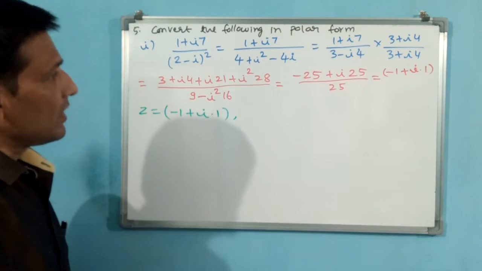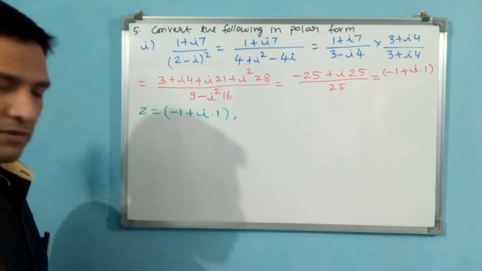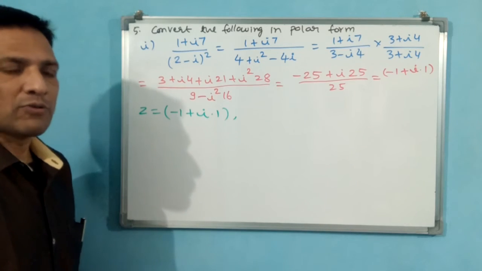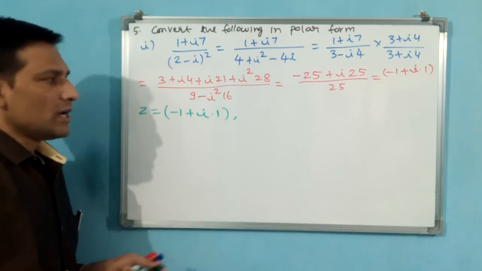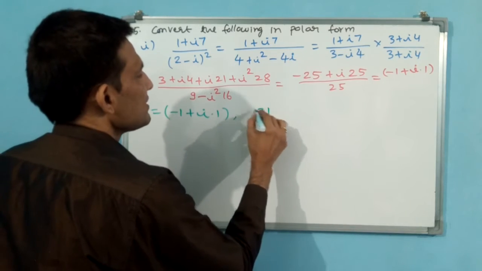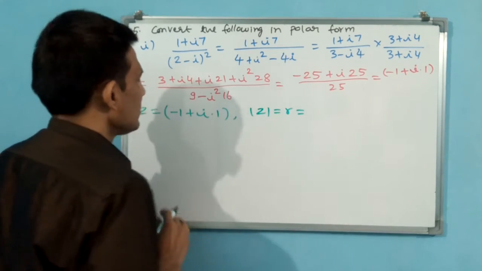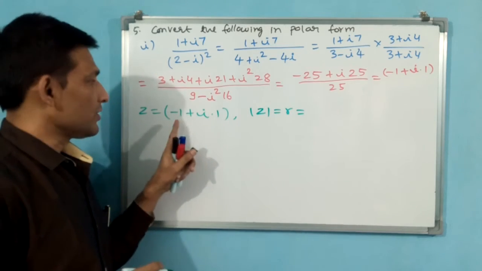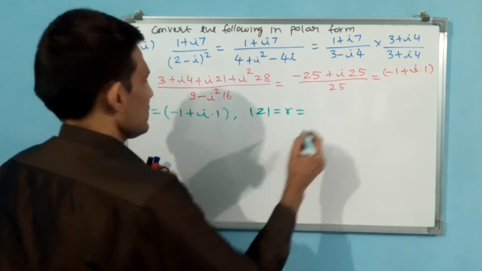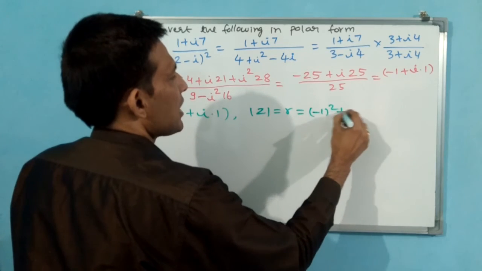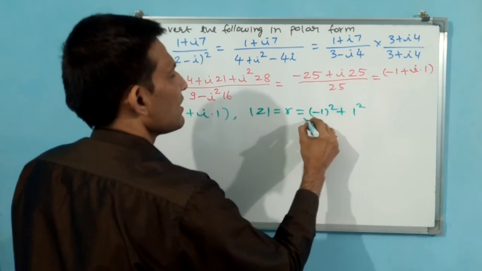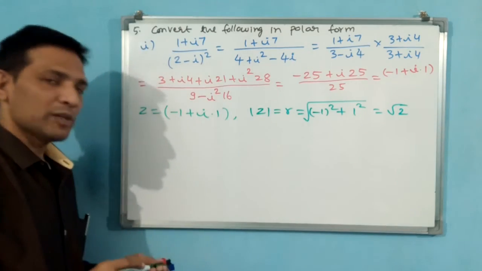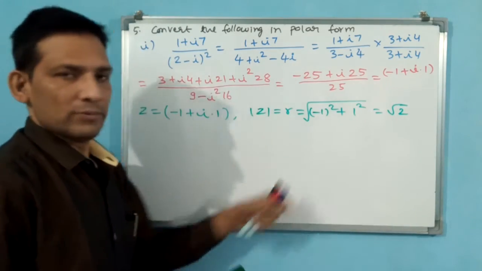Now see, modulus you have to find. Why? Because if you want to write in polar form, modulus also you have to know, argument also you have to know. Let us find modulus. Modulus z, that is equal to r, is equal to under root a square plus b square. It is like a plus ib. Under root of minus 1 square plus 1 square, that is root 2. I need not give explanation. r is equal to root 2.